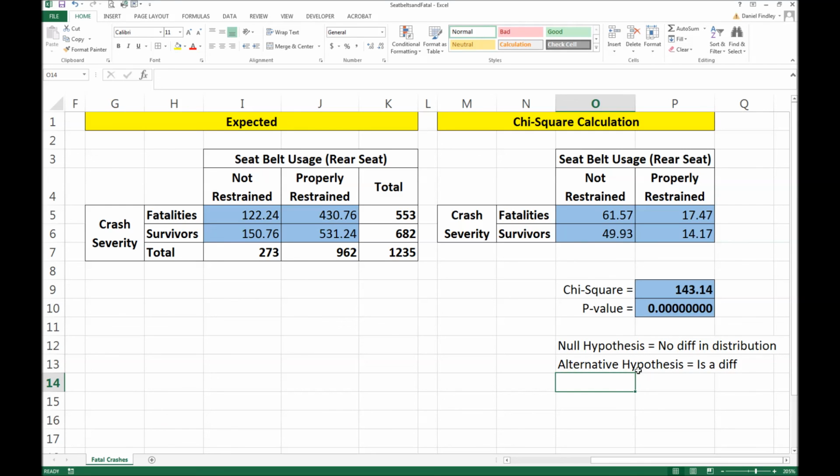So our very small p-value leads us to reject the null hypothesis. So this suggests that there is a difference in the distribution of fatalities and survivors with the two rear seatbelt treatments, not properly restrained and properly restrained. So there is a statistically significant difference between these two categories and their distribution of fatalities and survivors.